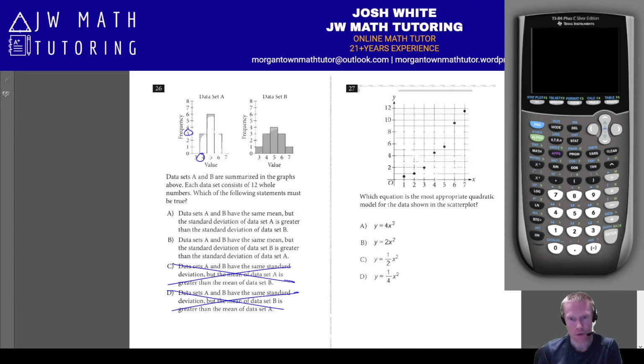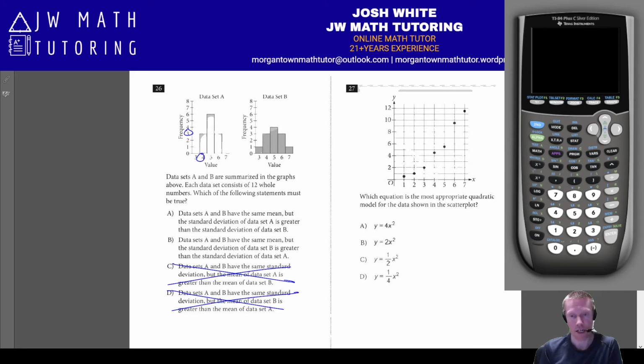So now the question is, what about standard deviation? Standard deviation is basically how spread out the values are relative to the mean. Are they very closely bunched, or are they spread out much further apart? Closely bunched means a low standard deviation. Spread out further apart means a high standard deviation.